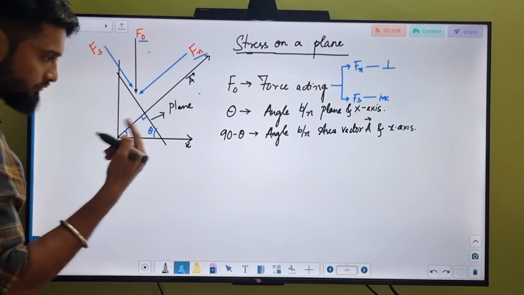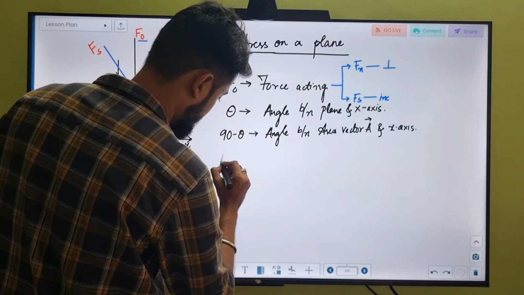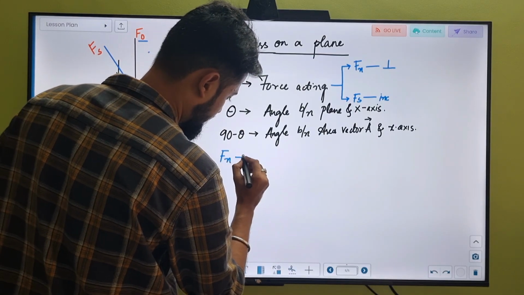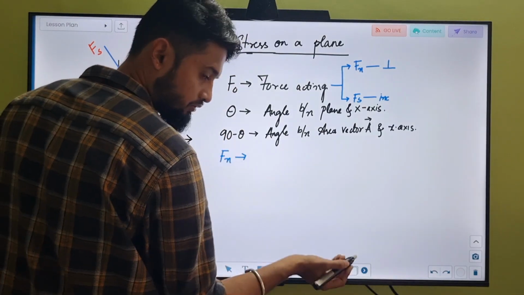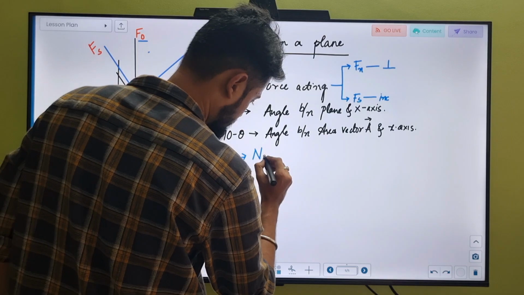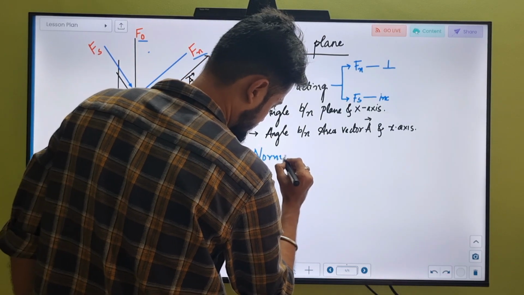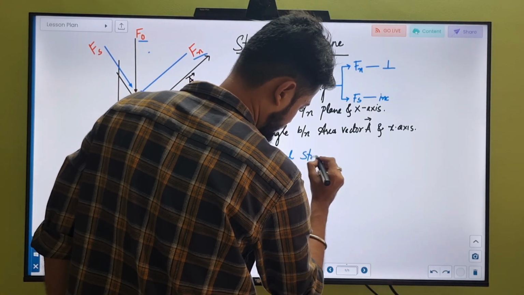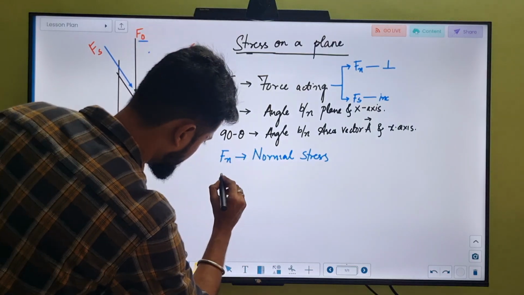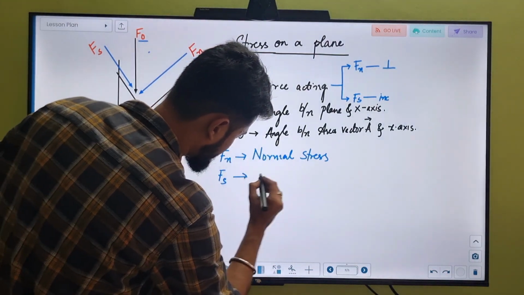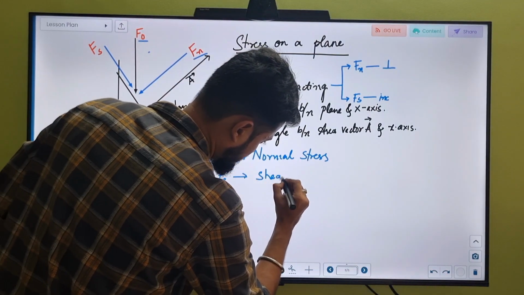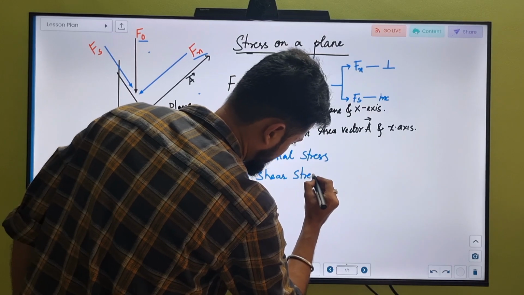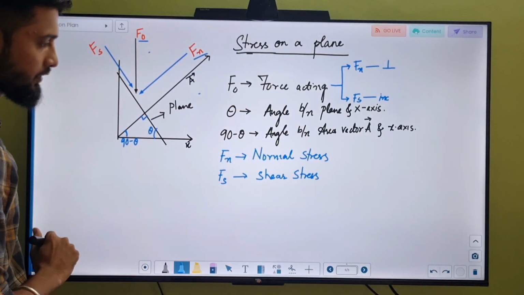Okay, so here we'll write Fn, that is the normal stress, and Fs is the shear stress.